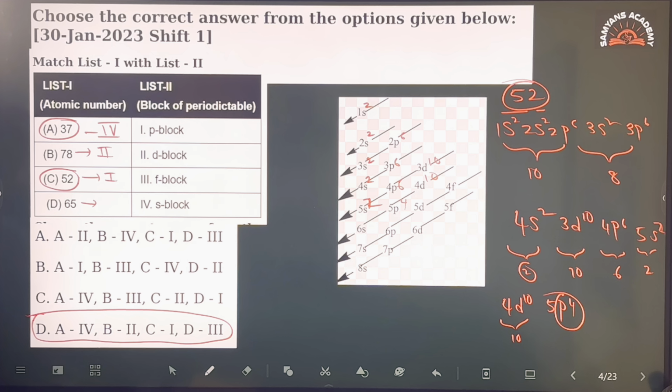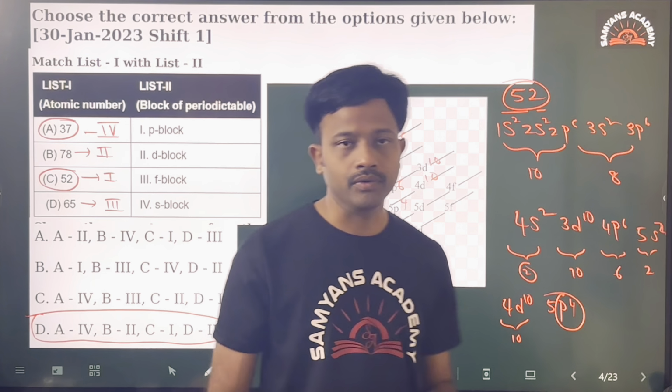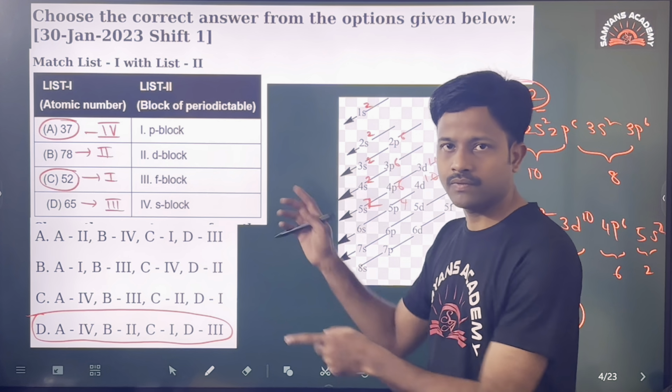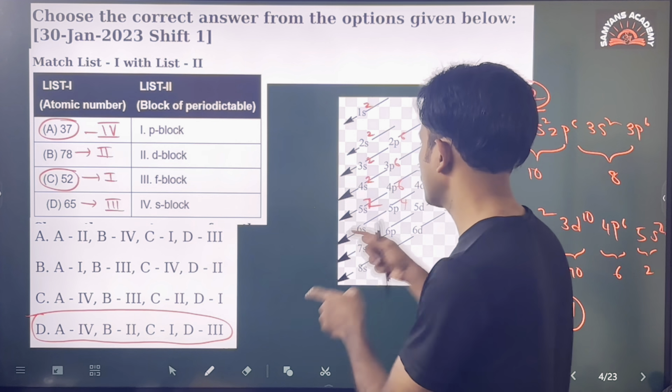And the atom with atomic number 65 belongs to which block? The last one is F block. F block is option 3. Okay, so your answer D is matching. Like that you compare. If you don't know the atomic number or the group idea, then just draw the Aufbau diagram and fill in the electrons. See which block the last electron enters.